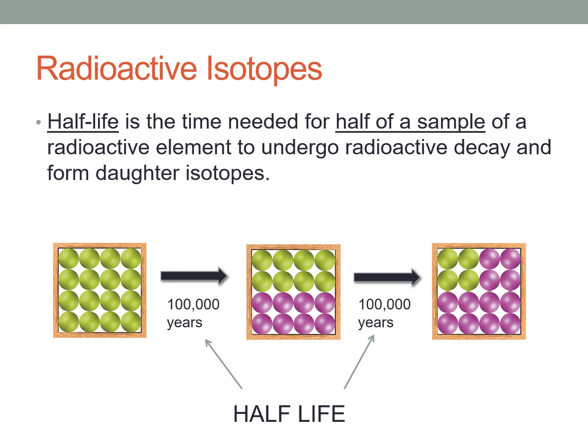So half of what is left, okay, so we've got 8 parent isotopes here. After another 100,000 years, we have 4. So we have half of what was remaining, okay? So that's the key. You've got to remember it's half of whatever is remaining. So half of this original sample after the first 100,000 years, half of what was left is what's left after another 100,000 years.